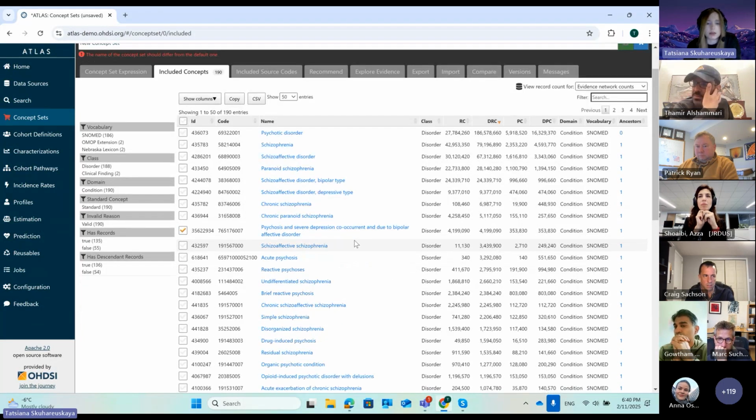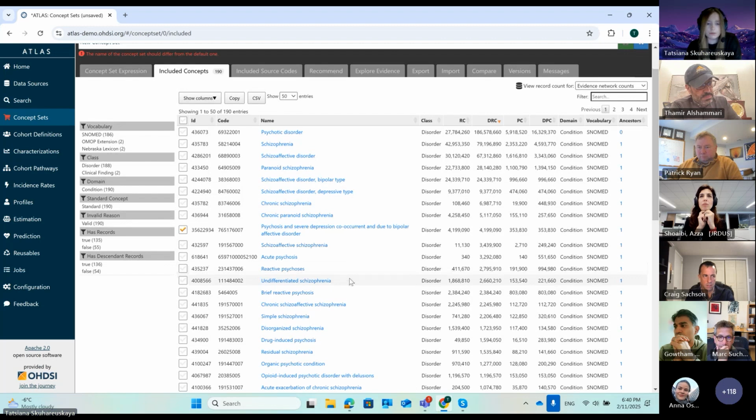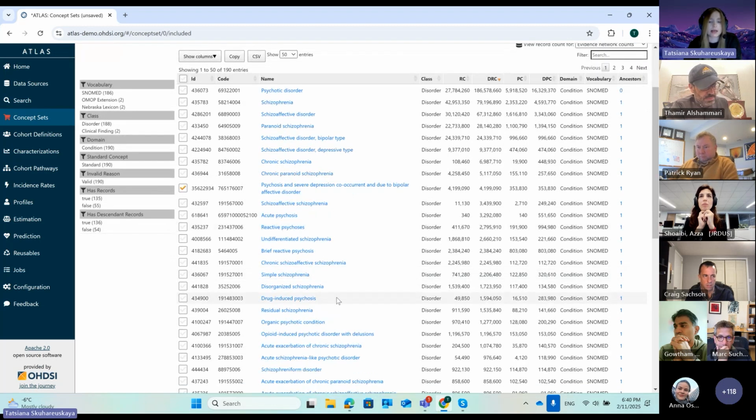Then we're going down the line. We have other types of schizophrenia and psychosis, which is good. We want those. And then we come across something we also want to exclude. This is drug-induced psychosis. As you may remember, we mentioned that we do not want to include those in our phenotype. So let's also choose them. And we have organic psychotic conditions, something that we also know we do not want to see. So let's choose that. And opioid-induced too, because it's technically drug-induced.